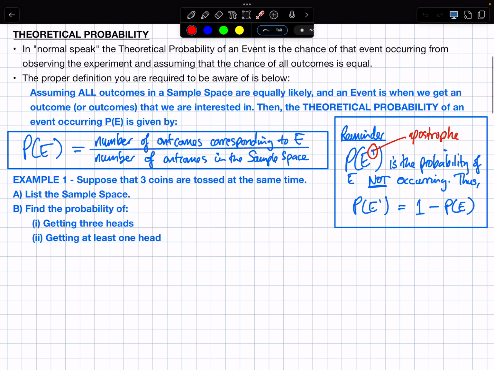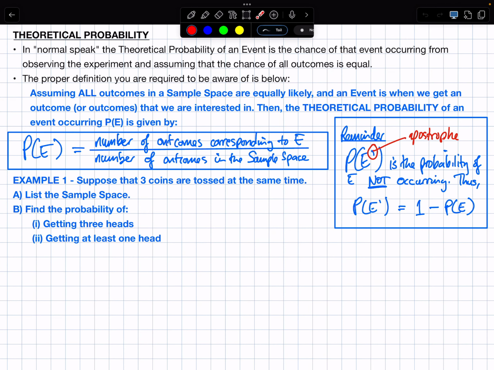You may recall last lesson we did a review of what sample space was and the different ways of drawing it. Now we're going to use that. So that's assumed knowledge that you know what a sample space is.